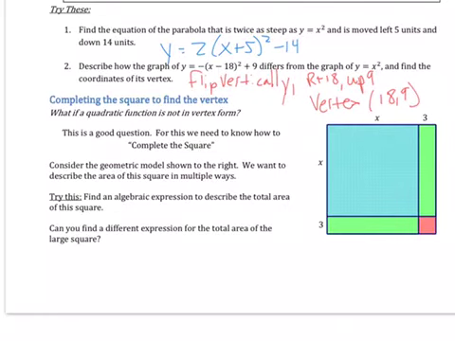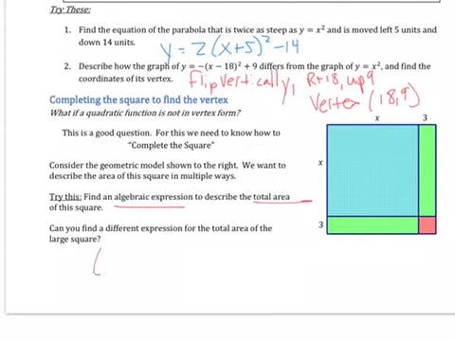Now, if a quadratic function is not in vertex form, we need to change it into vertex form, and to do that, we need to complete the square. So we're going to have a real quick discussion about what completing the square means. Take a look at this square over here. We've got it broken up into some pieces, and we want to find an algebraic expression to describe the total area of this square.